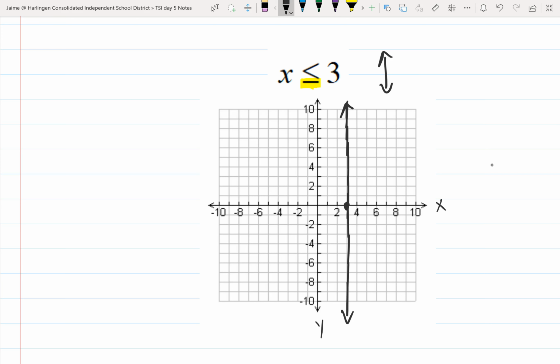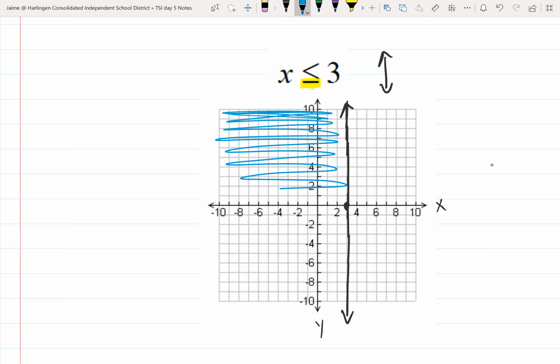There we go. Now, the symbol. What symbol is this? It is less than. Less than means below or to the left. So color this to the left. So everything here will be colored.